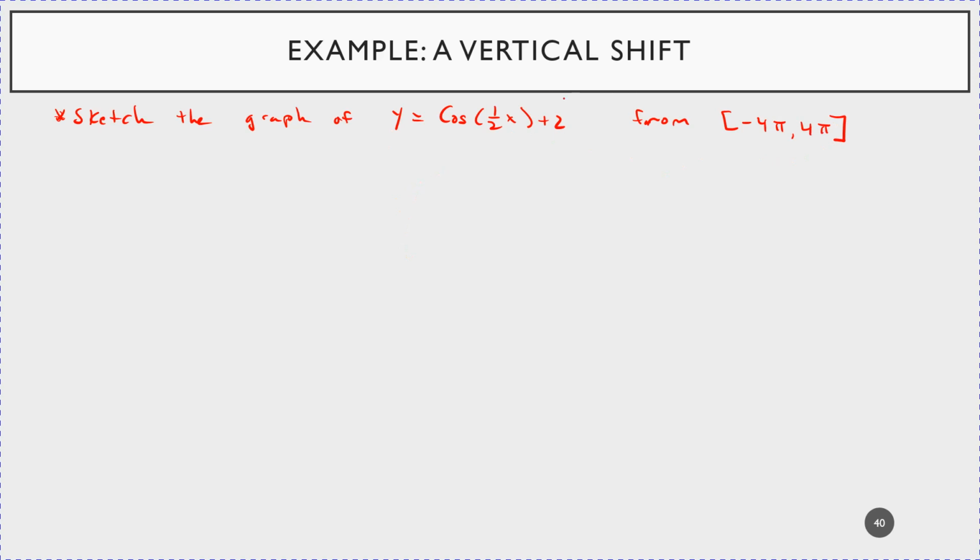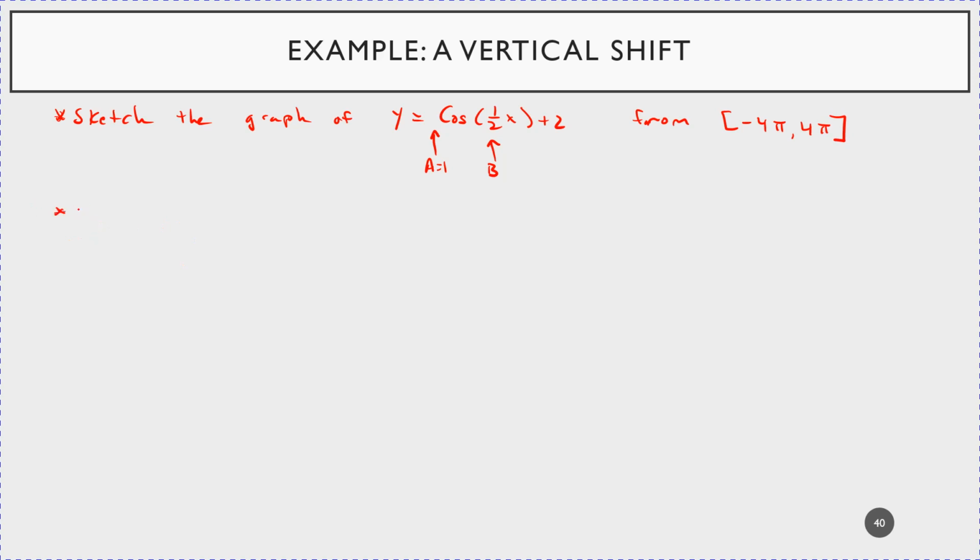All right, look, you see how you have this plus 2 on the outside? This tells me that there's going to be a vertical shift. There's no value in front here, so my amplitude, my A, is 1. This is my B, which is 1/2. And there's no C, so that tells me there's no phase shift. All right?